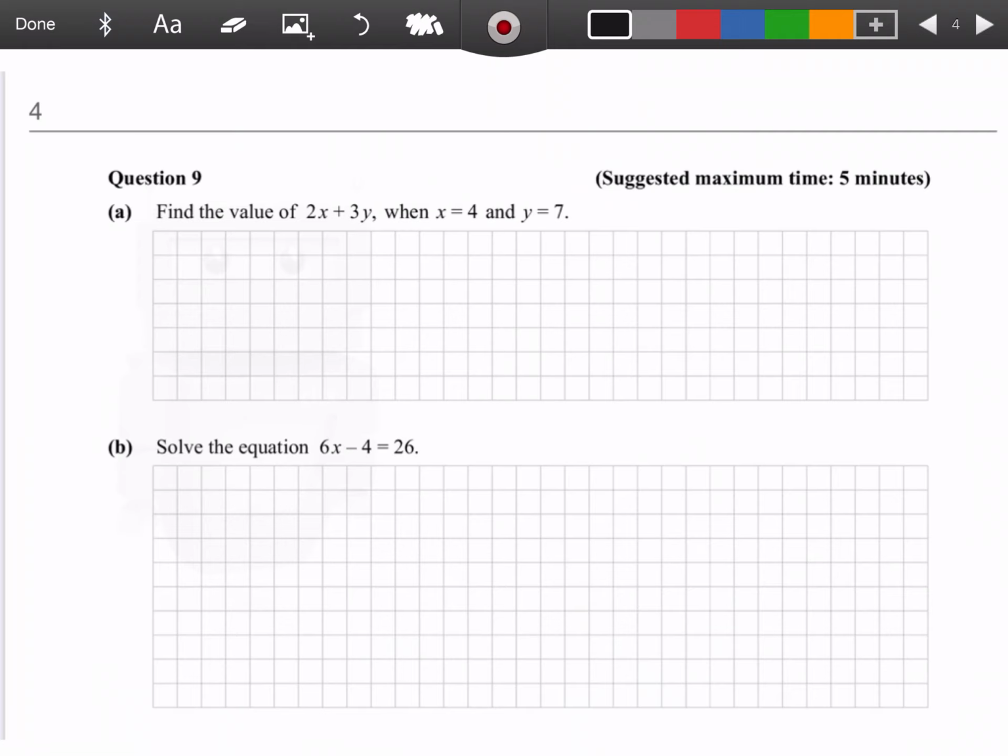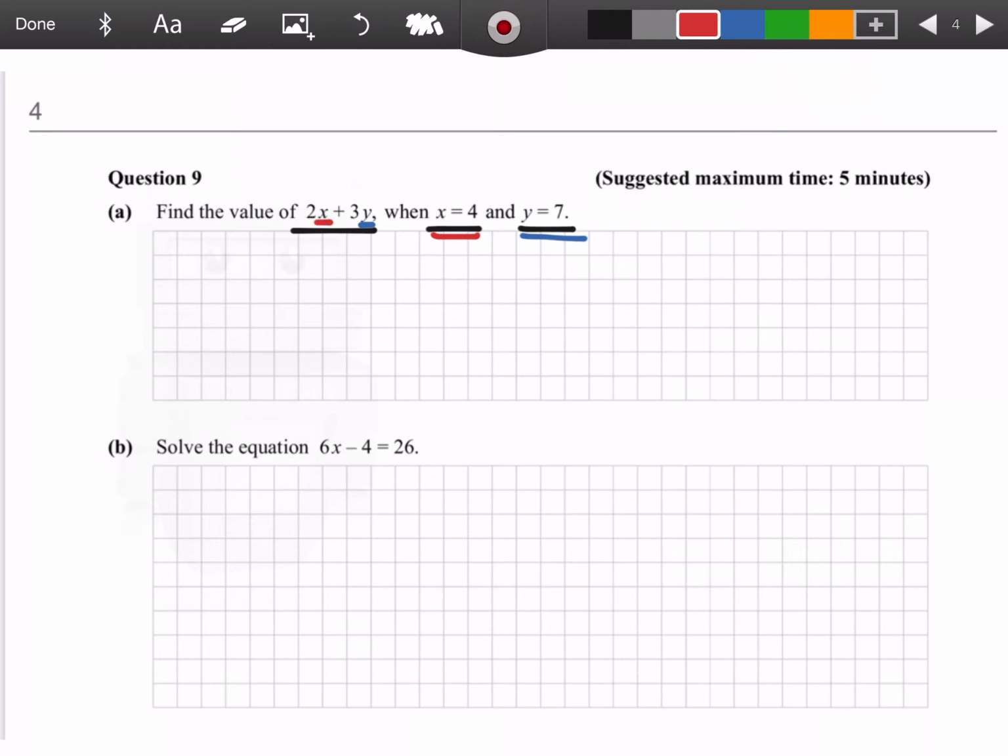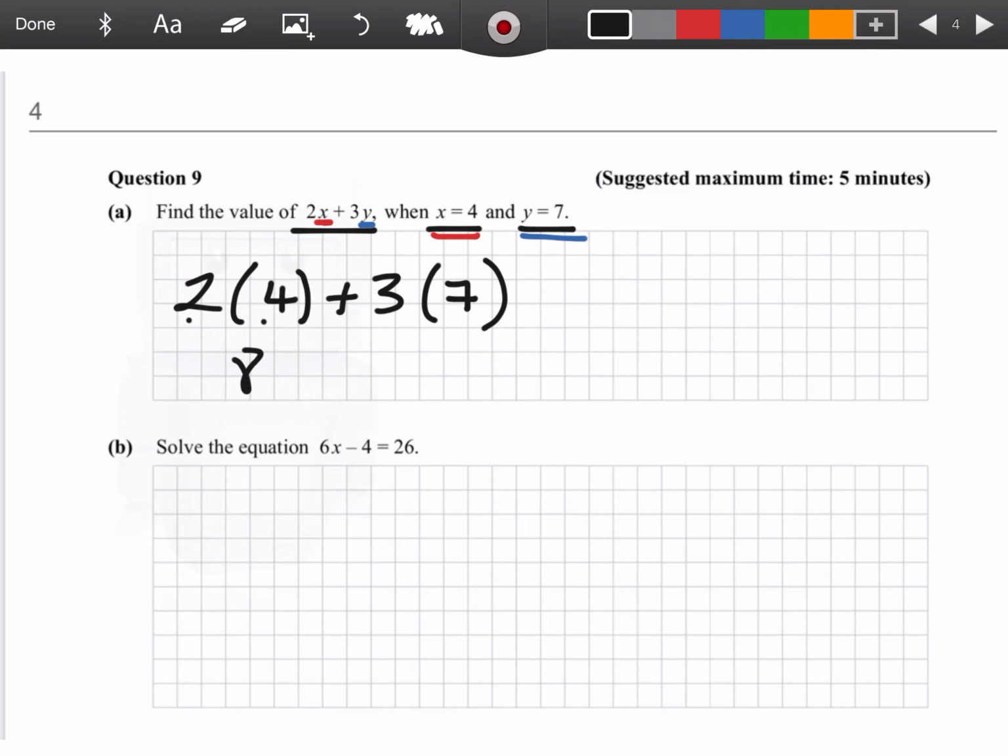So, same ideas, always the same. Find the value of this when x is 4 and y is 7. Okay, so let's colour them again. X is 4, y is 7. So I'm filling in 7 for y, I'm filling in 4 for x. So 2 by 4 plus 3 by 7. I've substituted in everything that I wanted to. So now I'll just put together what I can. 2 times 4 gives me 8. 3 times 7 gives me 21. And then I add them together to get 29. Done and dusted.